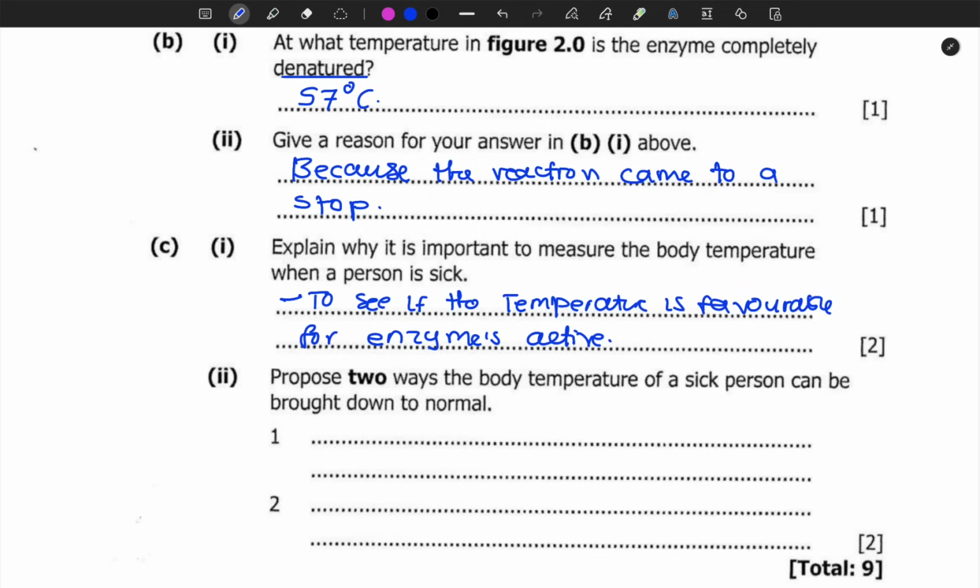Propose ways the body temperature of a sick person can be brought down to normal. So here we just have to look at the ways that you use in your daily life when someone has a high temperature. Like for example, drinking a lot of water helps. Then also wearing clothes that are loose to your body, that are not tight or heavy. So wearing light clothes helps also.